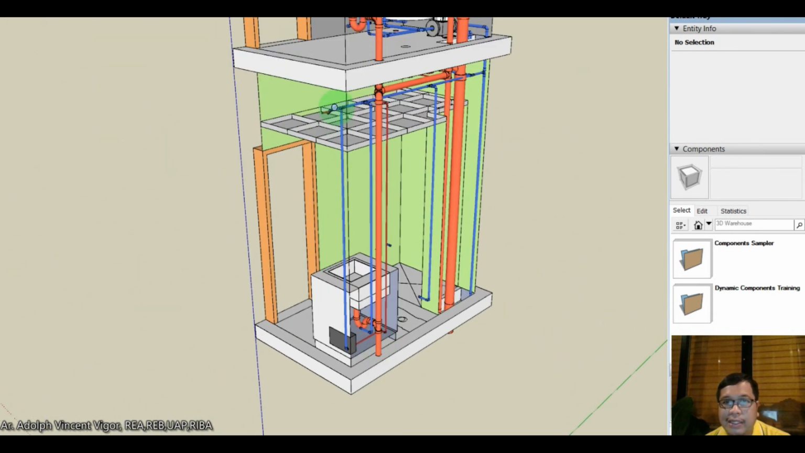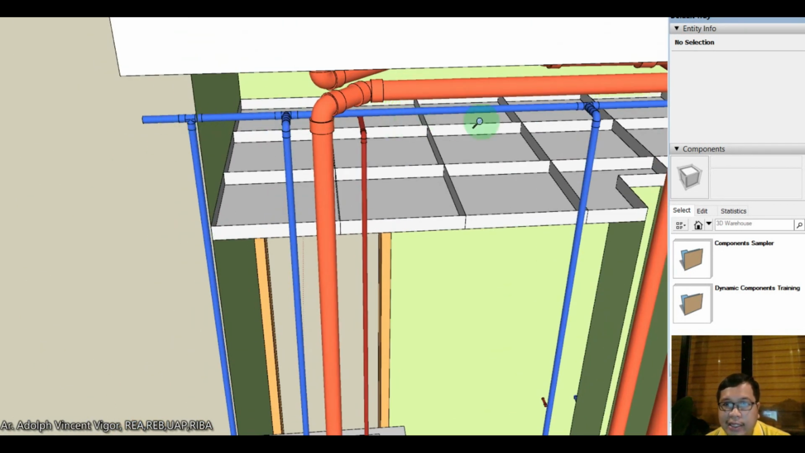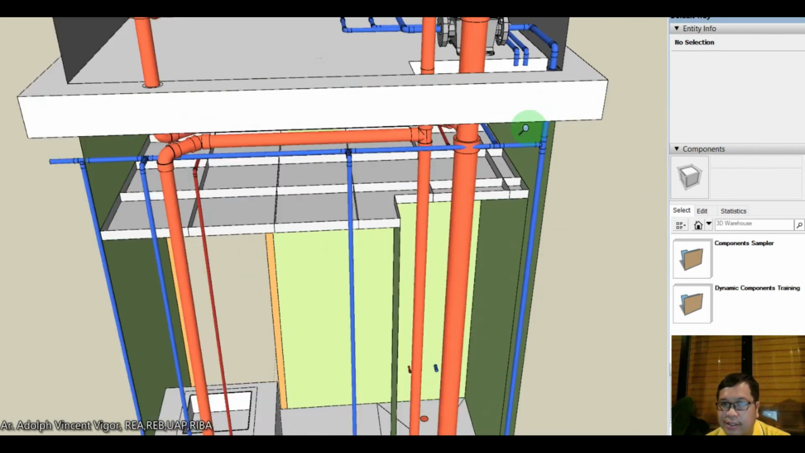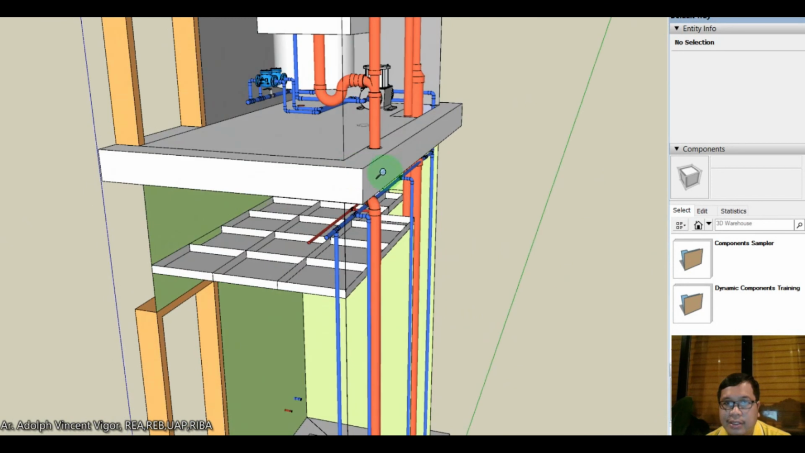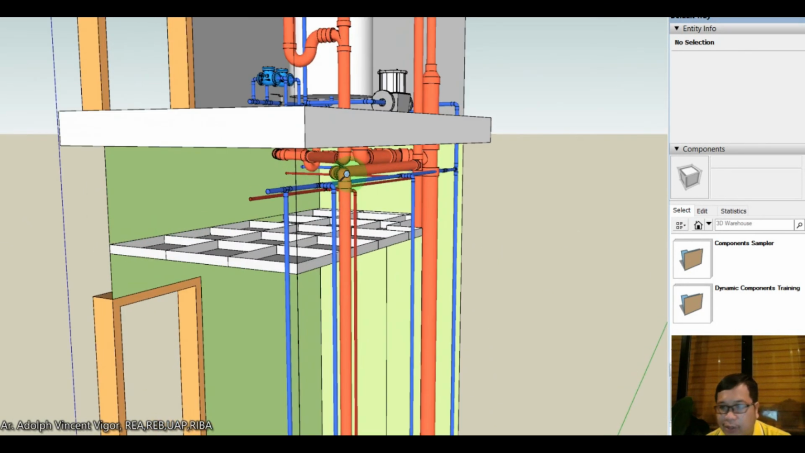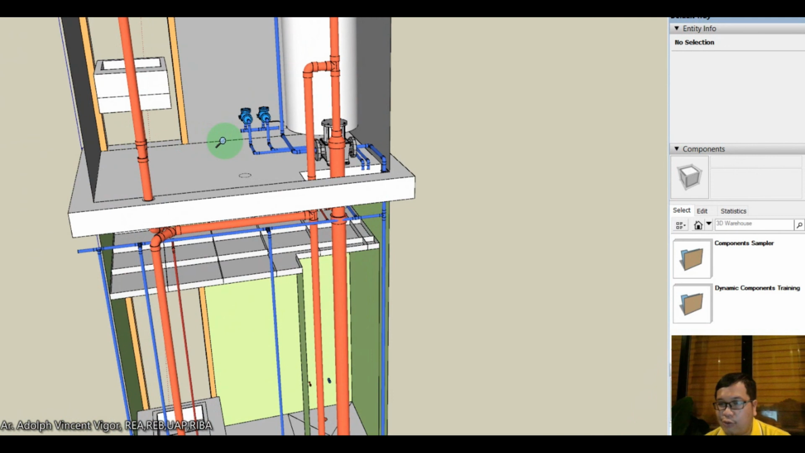Okay, so look at this, class. This is your water line, the blue one here. Okay, so it's just really simple. For me, the water line system is the easiest to draw when you do your plumbing. Okay, but what's tricky, class, is in the actual implementation and checking.